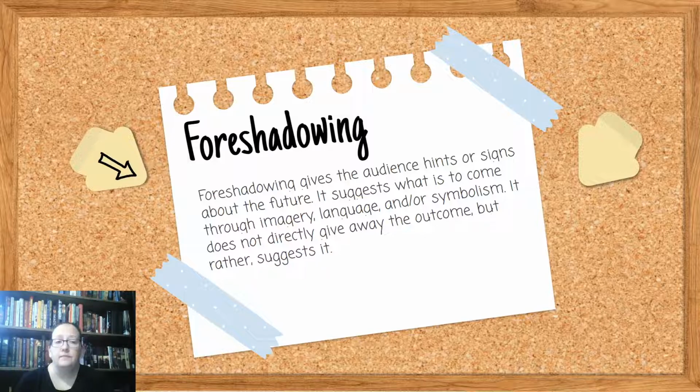Foreshadowing is another technique used by authors, and they use certain words or phrases to hint to the audience what might happen. So they might be using certain words with connotation that are either positive or negative that give you a hint of where a situation or a character is headed.